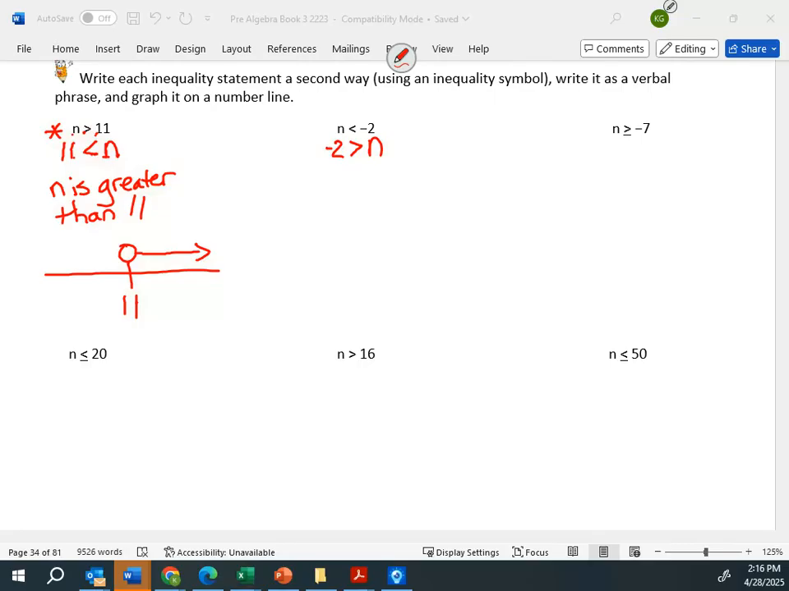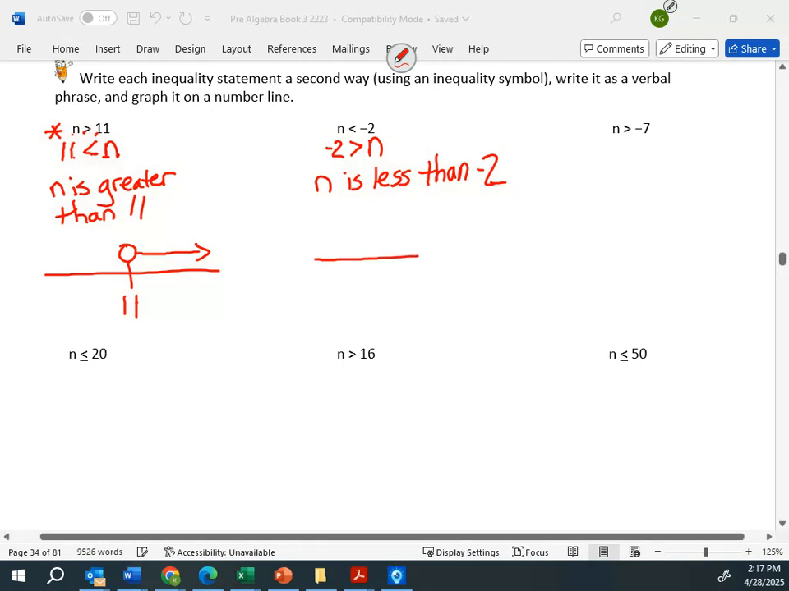So now I need to put it as a verbal phrase. N is less than, I need to spell it correctly, less than -2. Okay, I could say -2 is greater than n, right? It means the same thing, but you have to remember when you flip it, you have to flip the symbol along with flipping where the n and that -2 are.